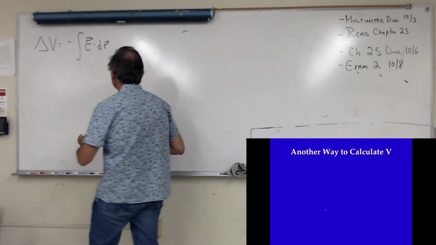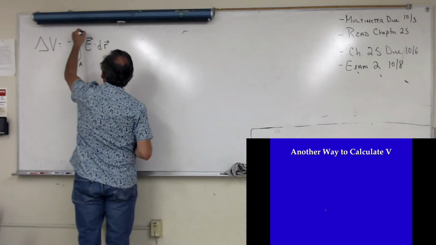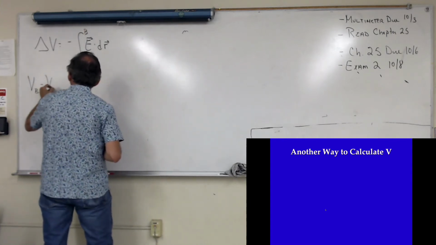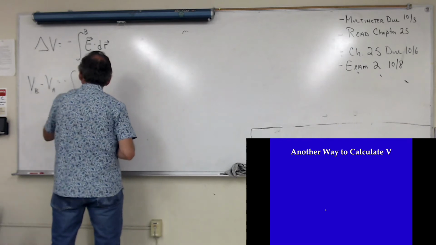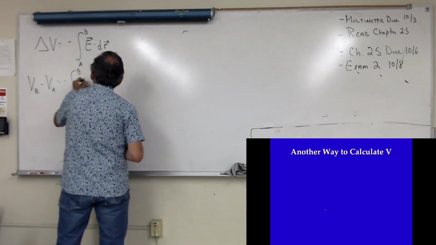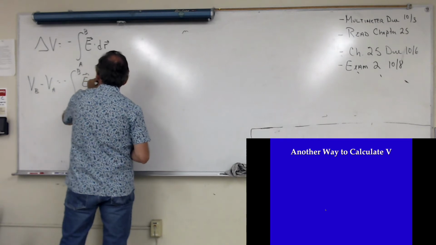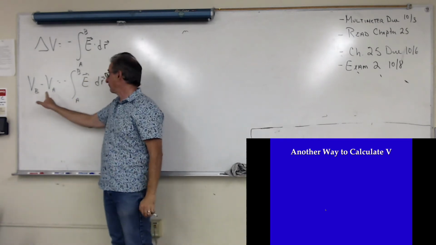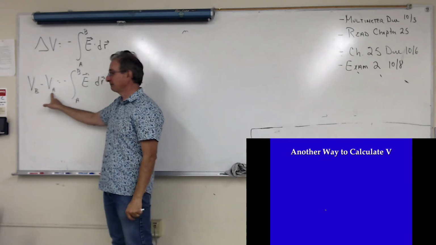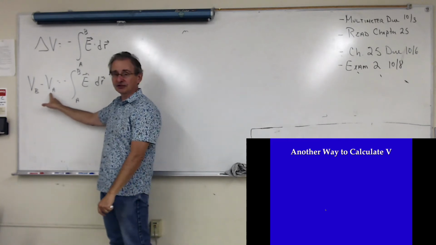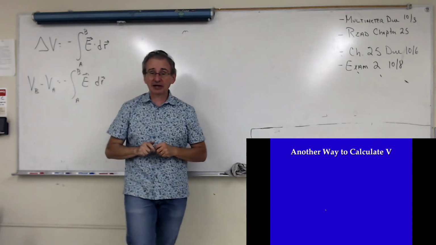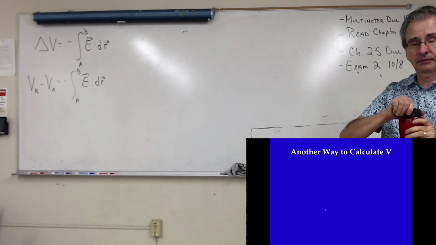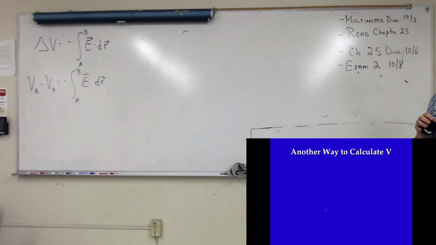So this, I integrate from A to B. This gives me V sub B minus V sub A. If I want to know what V sub B is, I have to know V sub A. If I want to know V sub A, I have to know V sub B. I have to specify one of them somehow. And this method works in any case.